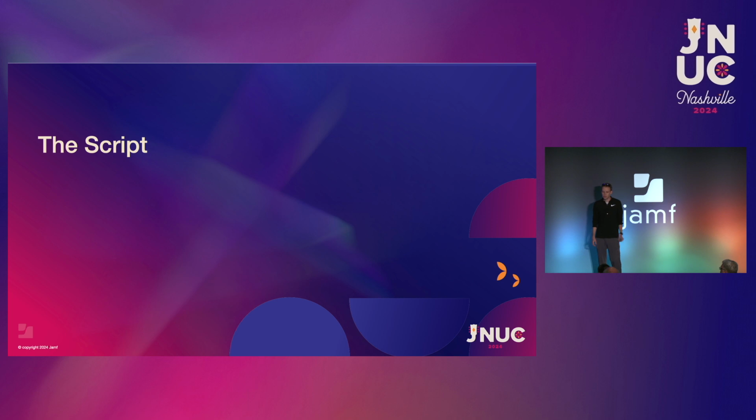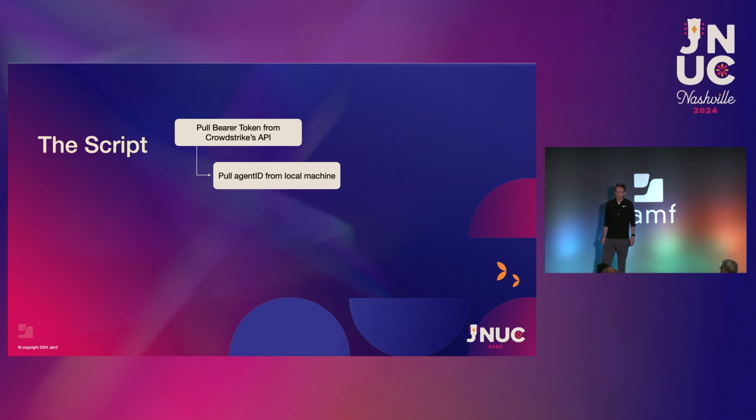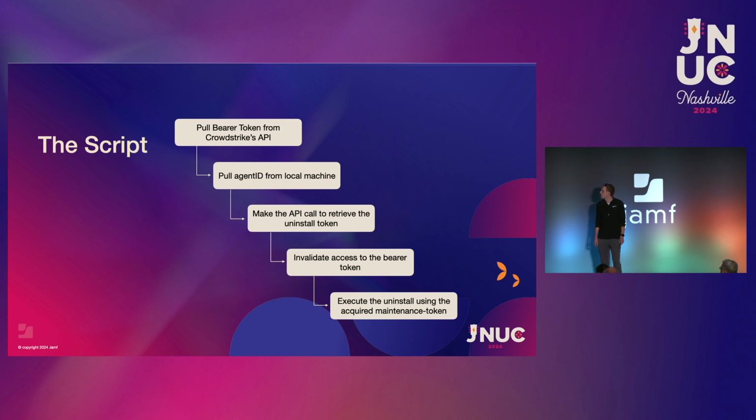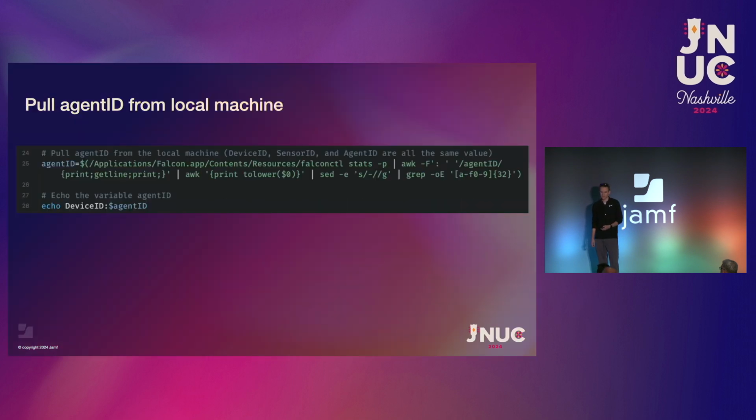So now we'll jump into the script and the logic of actually going through it. So first, we are going to pull the bearer token from the CrowdStrike API. And then we're going to pull the agent ID from the local machine. Then, once we have that, we will make the API call to retrieve the uninstall token, invalidate the access to the bearer token that we used in the previous steps, and then execute the uninstall using the acquired maintenance token.